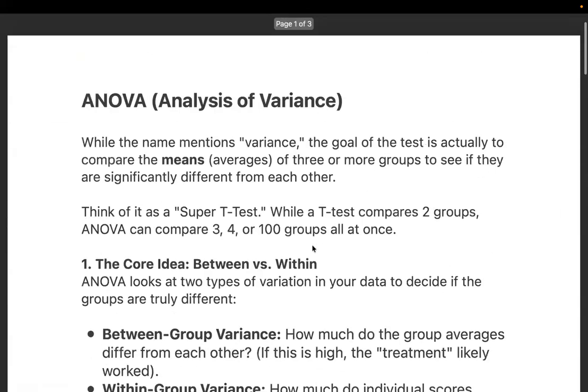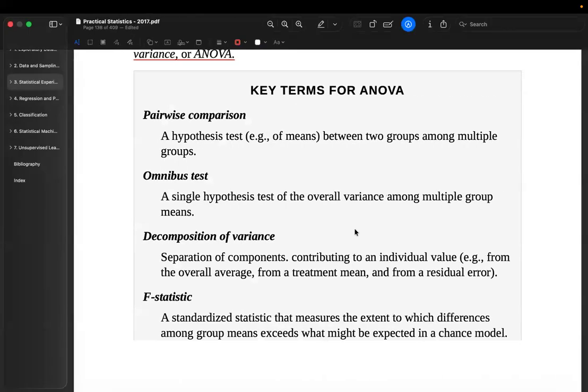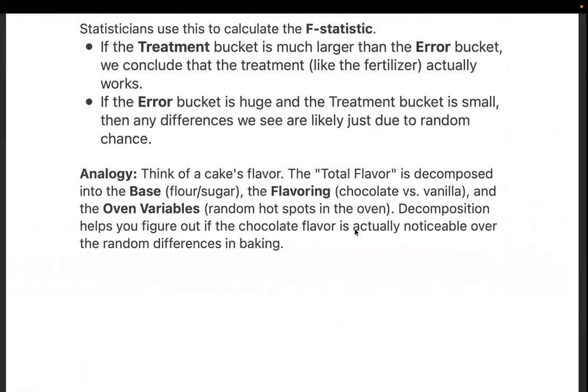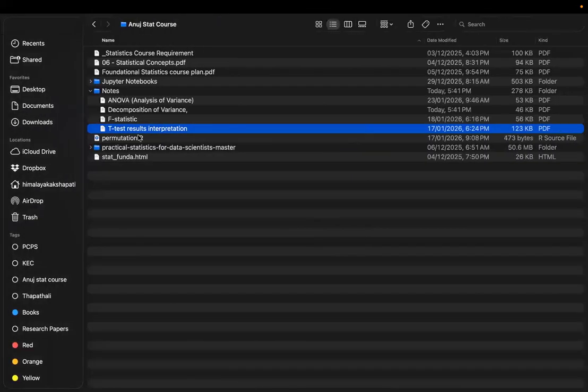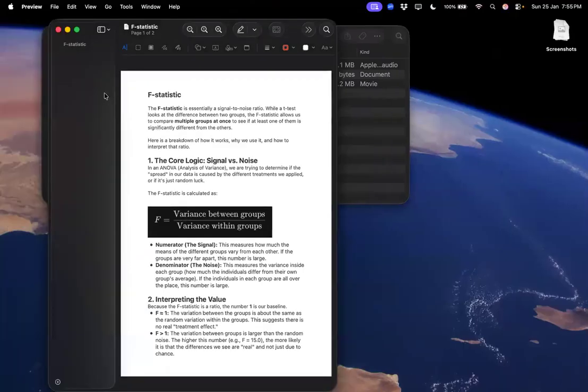F-statistic. So, would you mind sending these notes as well? Sure, sure. Of course, I will. Thank you so much. Let's see. I think here, yeah, okay, F-statistic. Okay, right? So let's see.